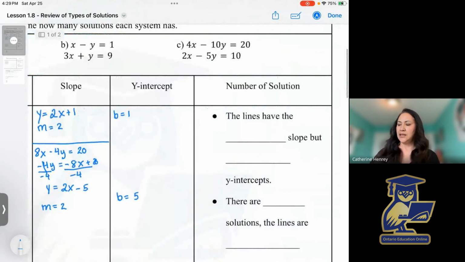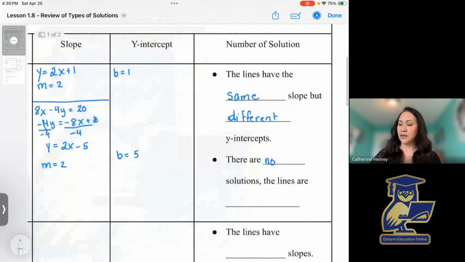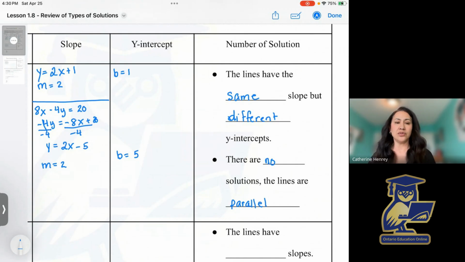So the lines have the same slope, different y-intercepts. So there are no solutions here, because remember, a solution is where two lines cross, and these lines are parallel. So they will not cross. So this is a situation where we have no solutions.